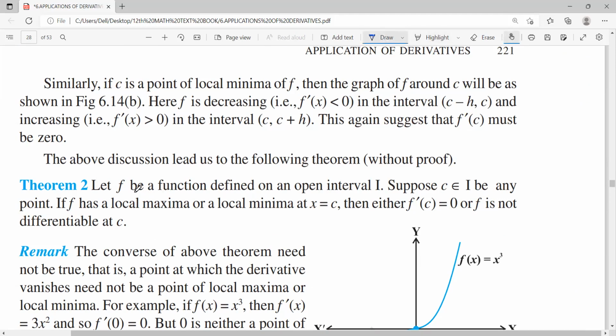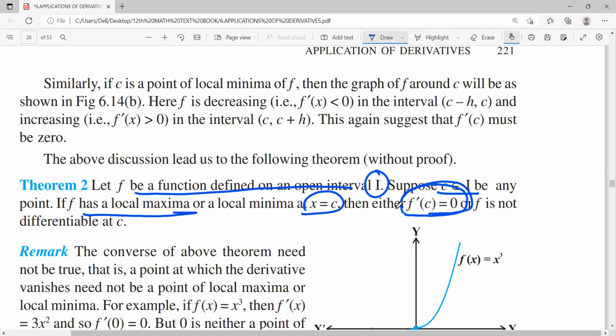So here the function is defined on the open interval I. Suppose c is in the interval I, any point. If f has a local maximum or a local minimum at x equal to c, then either f dash of c is 0 or f is not differentiable at c. You understand what it means, turning point? f dash of c is 0 means what, turning?